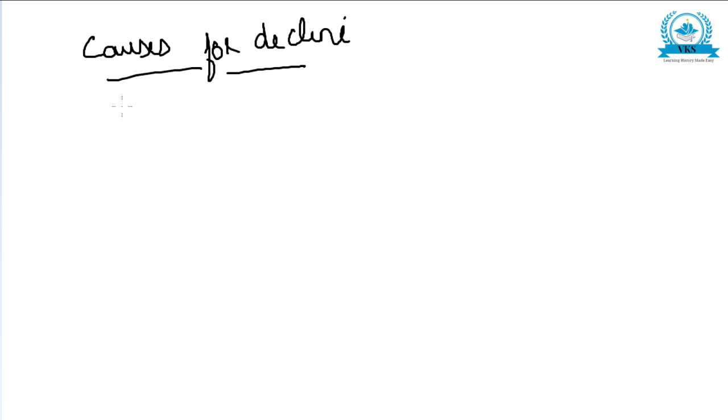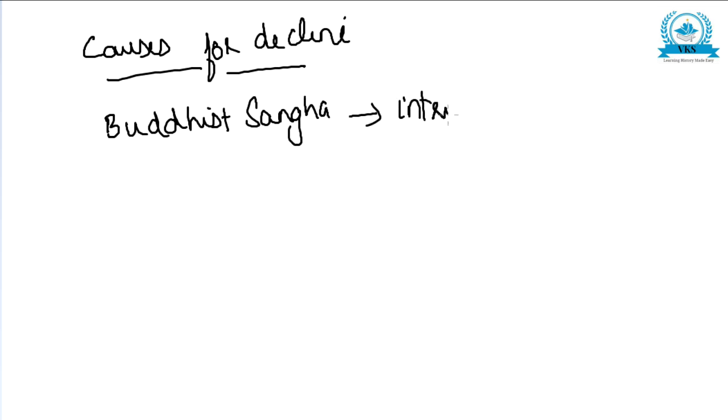Now we will see the causes for the decline of Buddhism. Considering the causes for decline, the Buddhist Sangha became the hotbed of intrigues and corruption. After some time, so much corruption started to happen in the Buddhist Sangha, and slowly that became a reason for the decline.